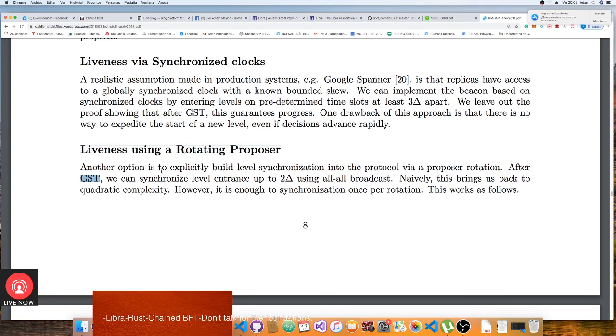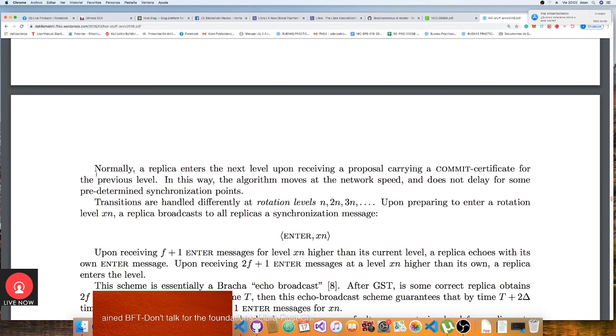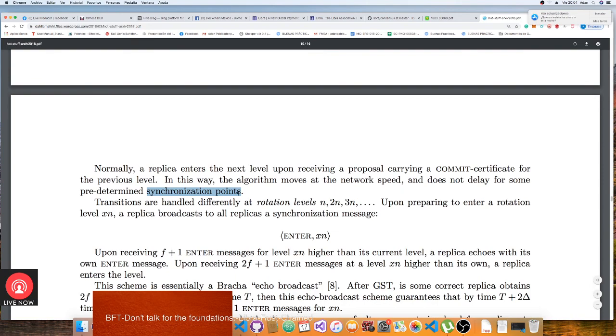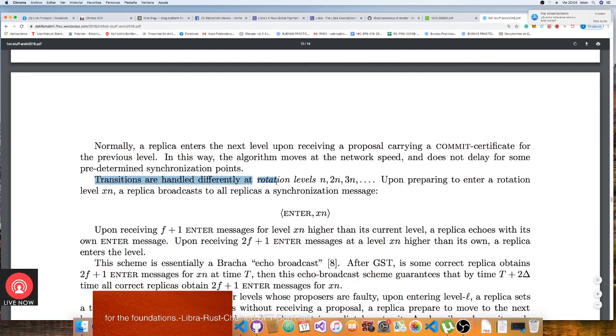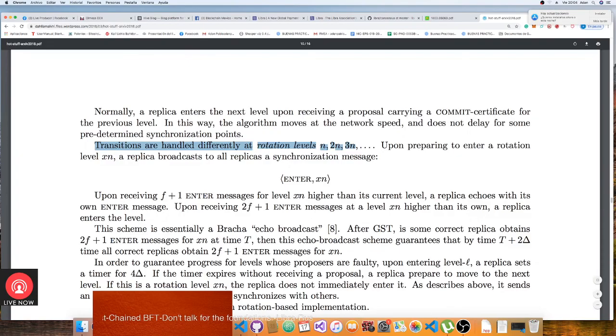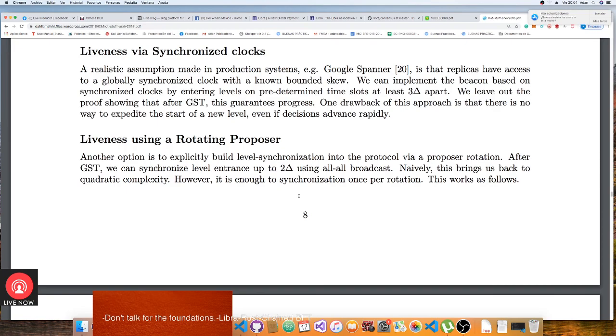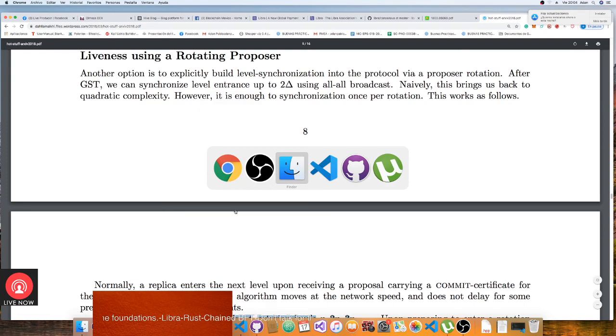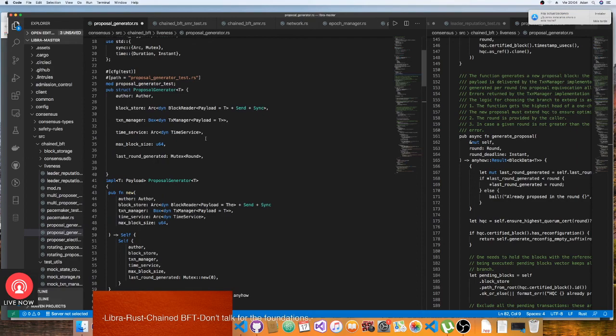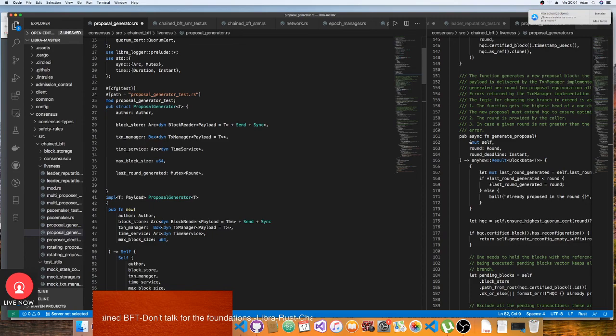So we have this condition that a replica enters the next level upon receiving a proposal carrying the commit certificate for the previous level. So this way the algorithm moves at the network speed and does not delay for some predetermined synchronization points. So these transitions are handled differently at rotation levels. Upon preparing to enter a rotation level, a replica broadcasts to all the replicas a synchronization message. So we can see here that these rotating proposers have to handle the proposal generator in the last round generation. So you need to mutex the round to handle the level up thing.